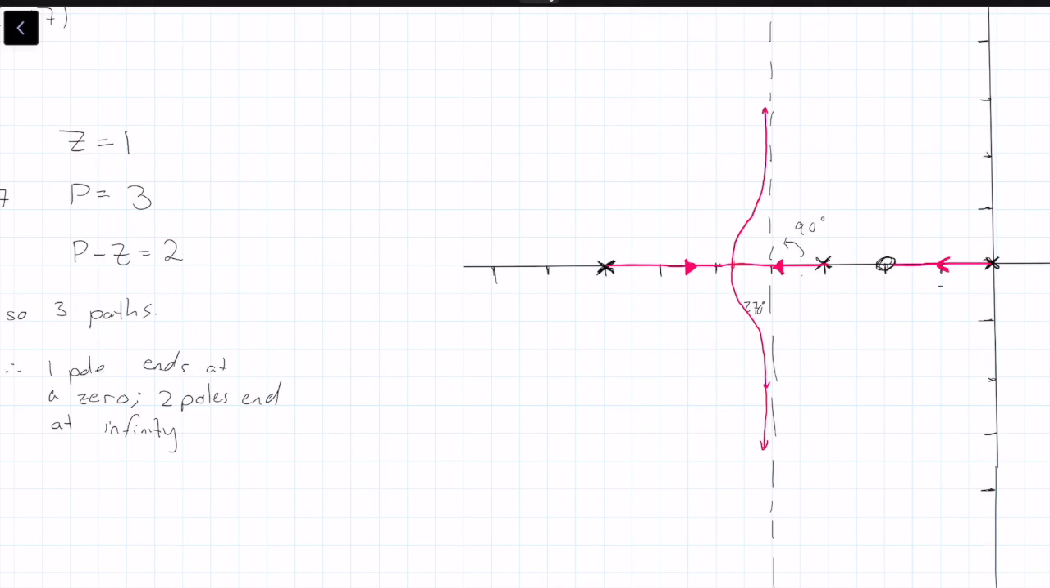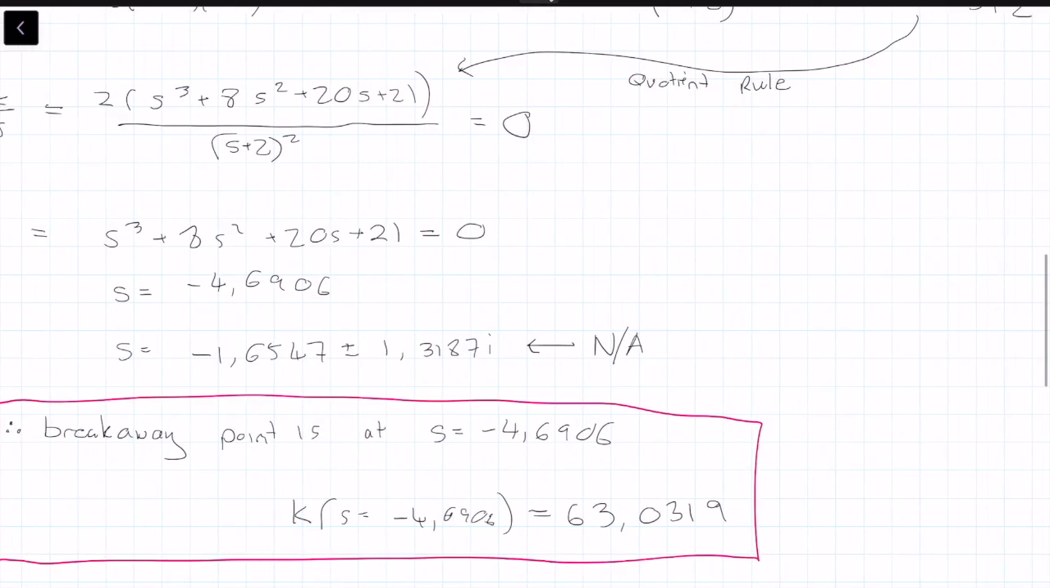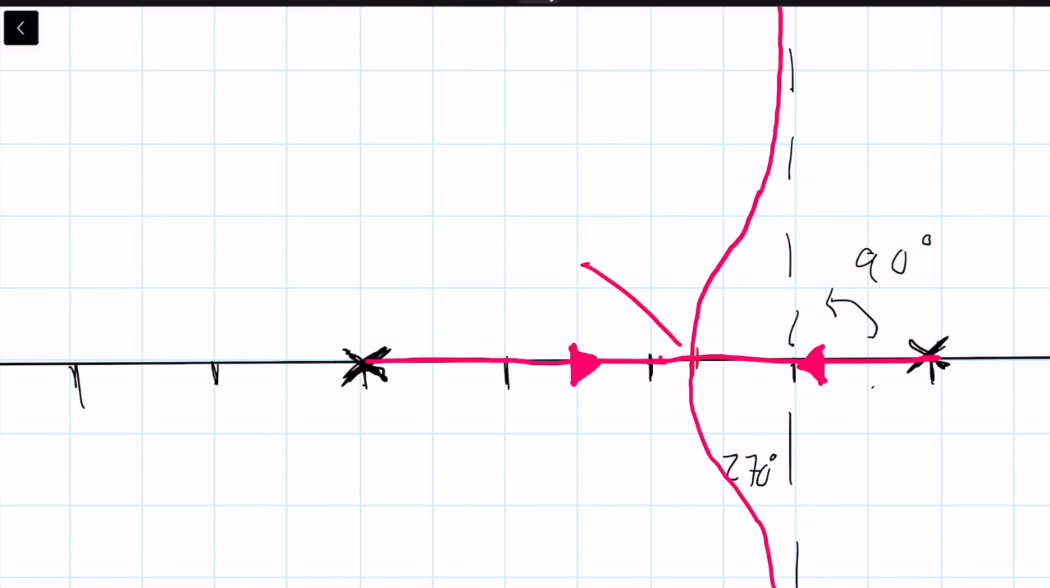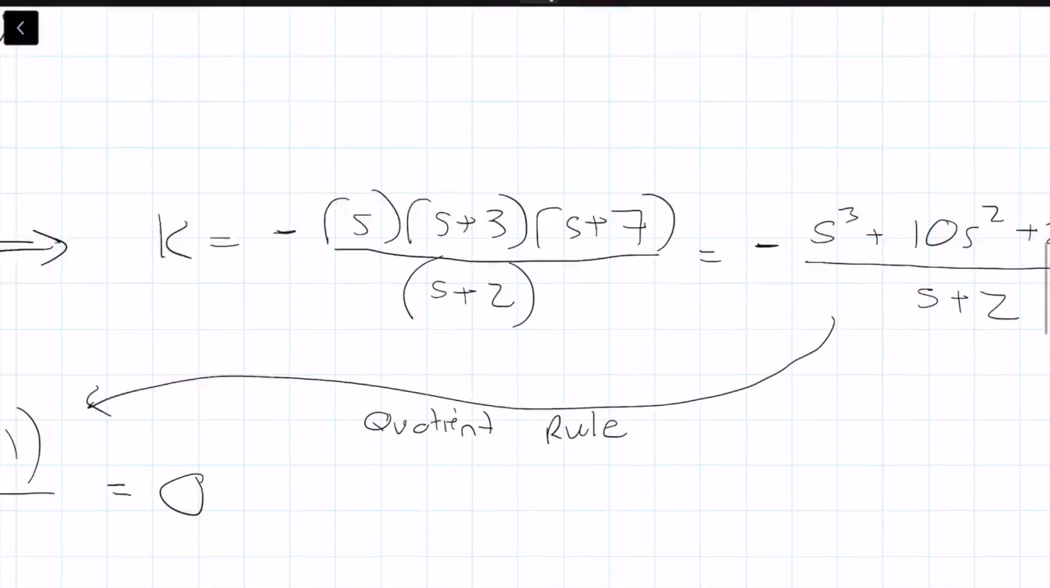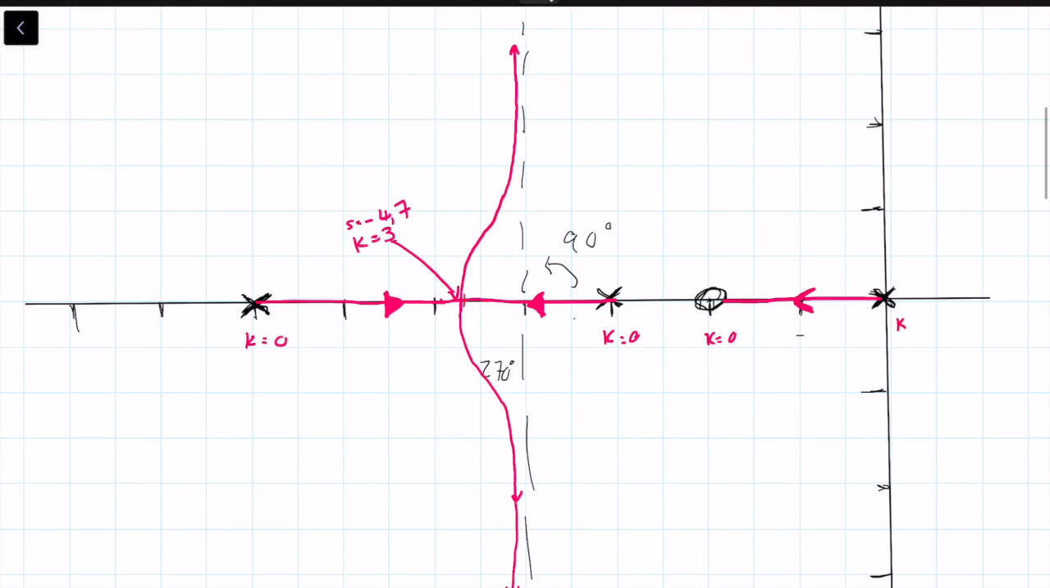But what we can do is put the values of S. The breakaway point was at minus 4.7, so let's label that point right there. That point right there is S equals minus 4.7, and it was at K equals 63, if I'm correct. Yeah, 63. And these points were K equals 0. All of these points are K equals 0. We don't really care about those, because the most important one is that K equals 63, because that's where it breaks away.